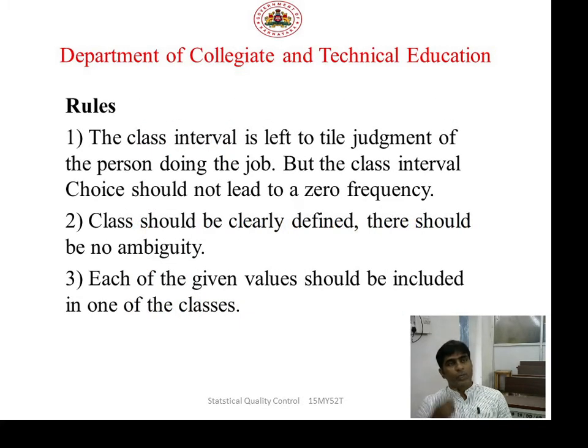There are some rules for forming the class interval. The first rule is that the class interval is left to the judgment of the person doing the job.